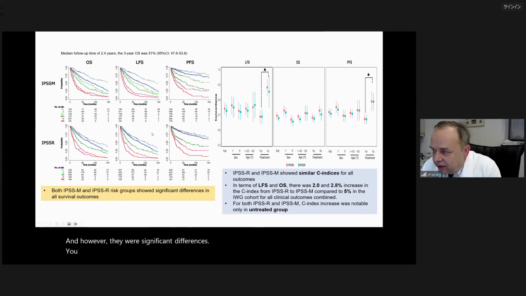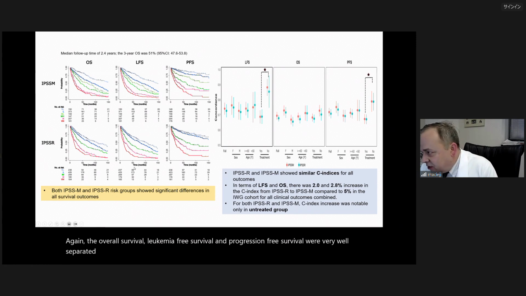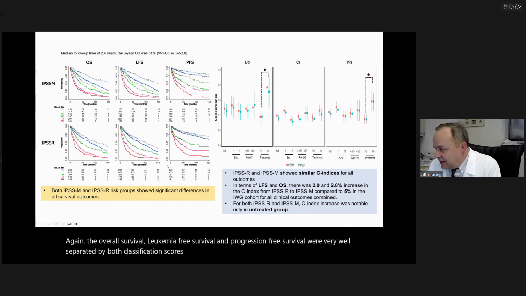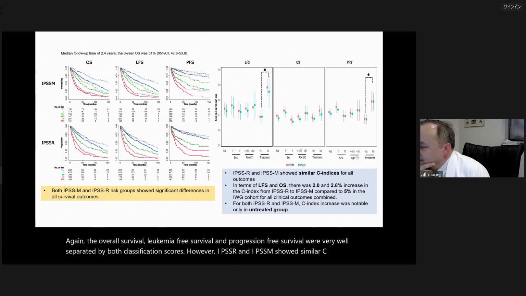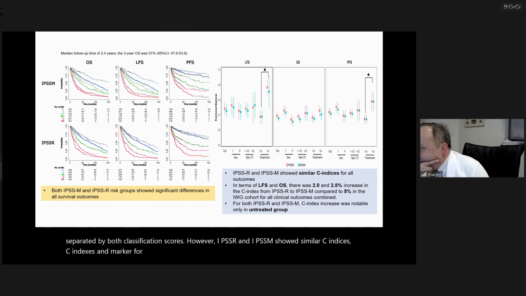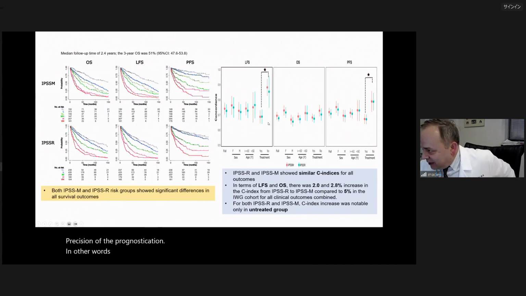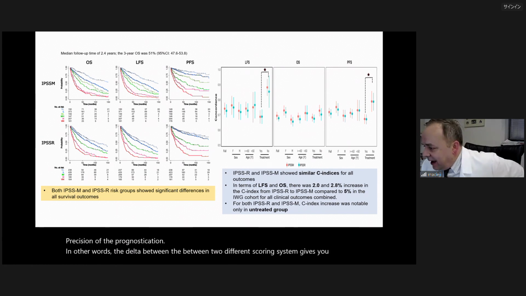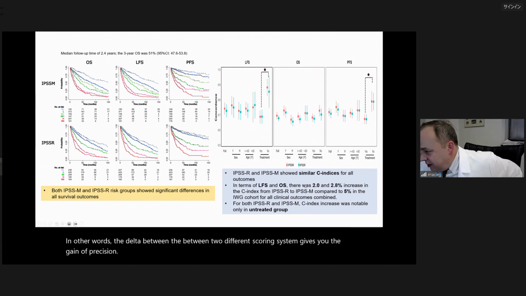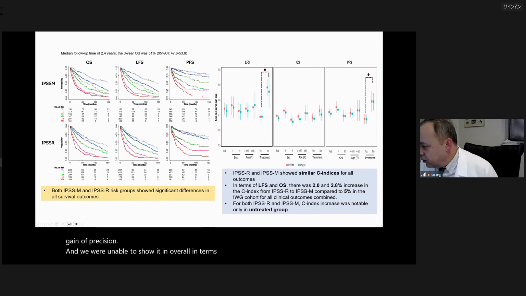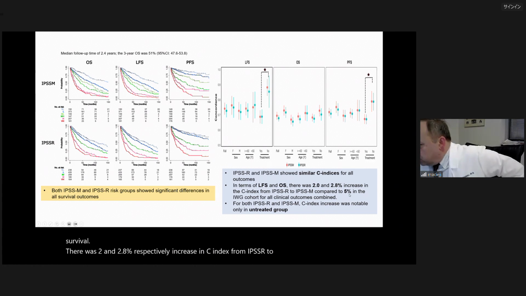Again, the overall survival, leukemia-free survival, and progression-free survival were very well separated by both classification scores. However, IPSS-R and IPSS-M showed similar C indices. C index is a marker for precision of the prognostication. In other words, the delta between two different scoring systems gives you the gain of precision. And we were unable to show it overall. In terms of leukemia-free survival and overall survival, there was a 2 and 2.8% increase respectively in C index from IPSS-R to IPSS-M. The original paper showed a 5% increase.